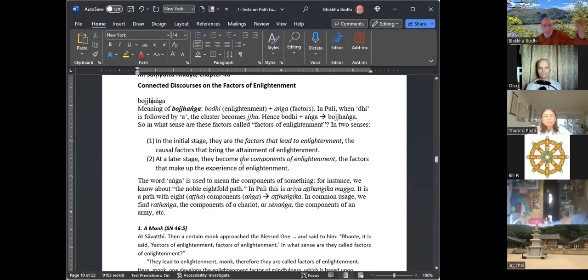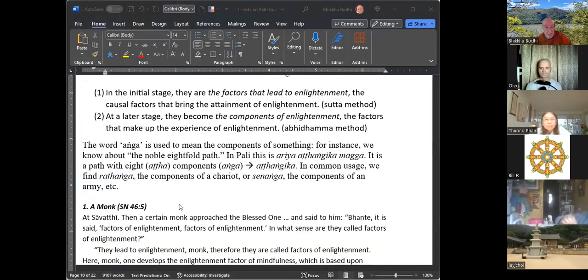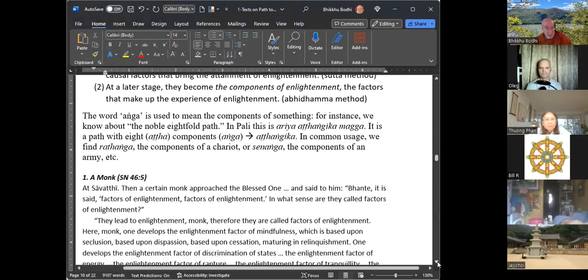Here I think we can see a difference in the position of the suttas and the abhidhamma. In the suttas, the bojjhangas are treated more as the factors that lead to enlightenment, whereas in the abhidhamma, there comes the tendency to regard the 7 bojjhangas as the components of enlightenment, the factors that make up the experience of enlightenment.